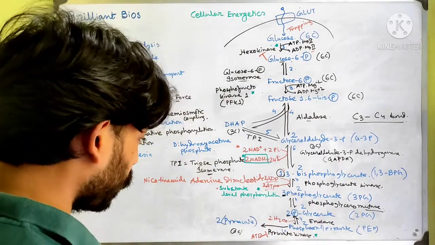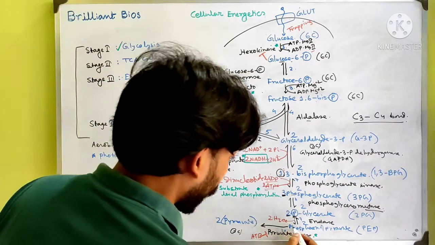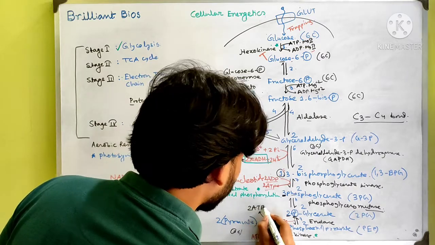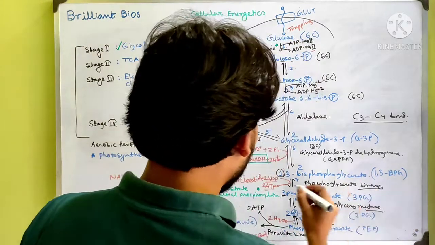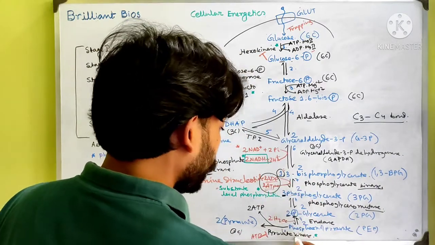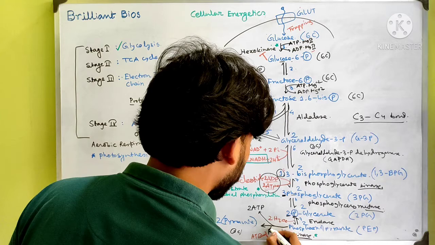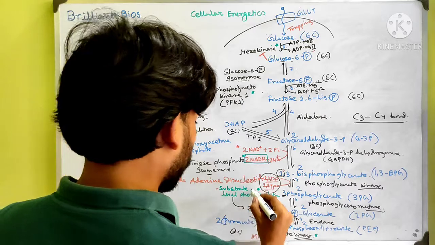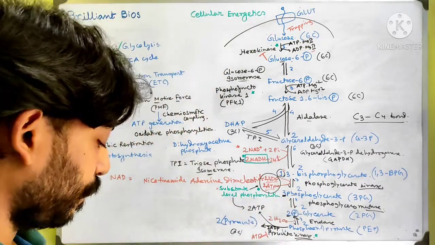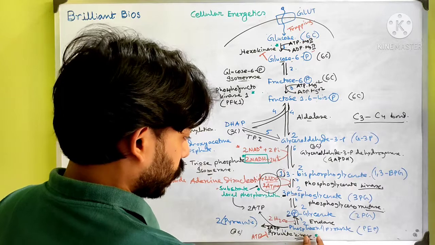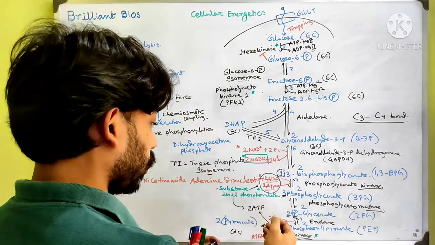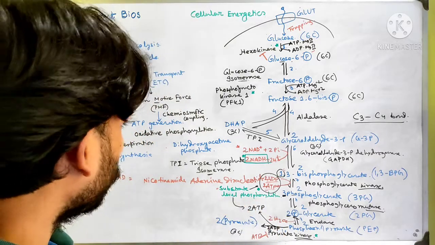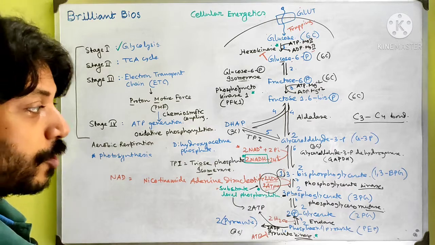Now let me write some facts. In this step ATP is also generated. Remember, here is a kinase that produces ATP. Here is also a kinase that produces ATP from ADP. So this is also substrate level phosphorylation. So these 2 steps are substrate level phosphorylations, because this is a kinase enzyme that transfers the phosphate group from this product to ADP to make ATP. So these are all the reactions you can remember.